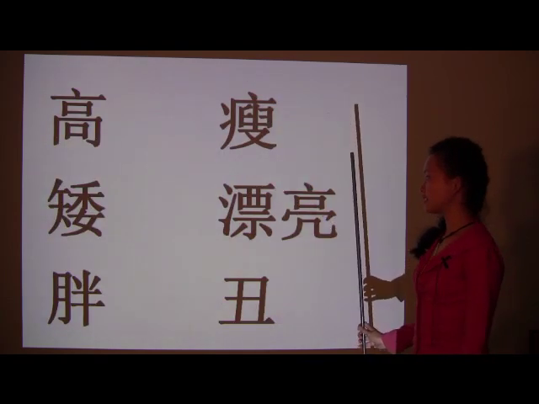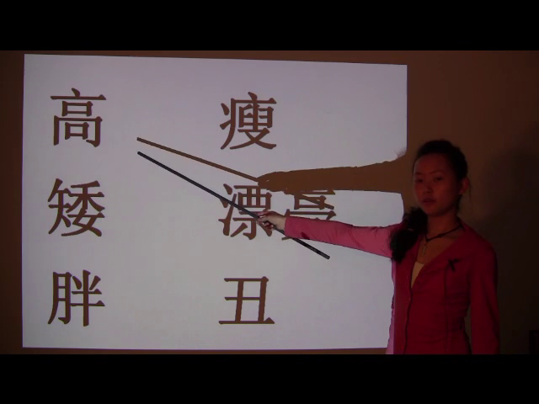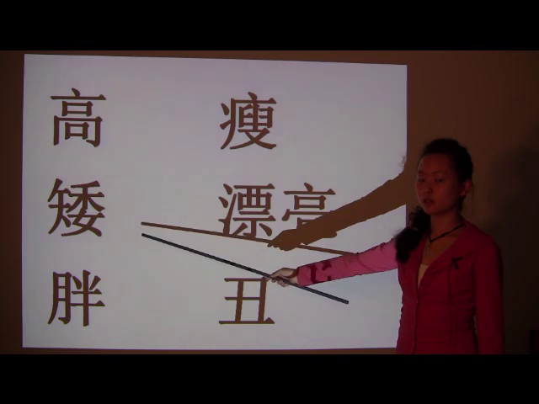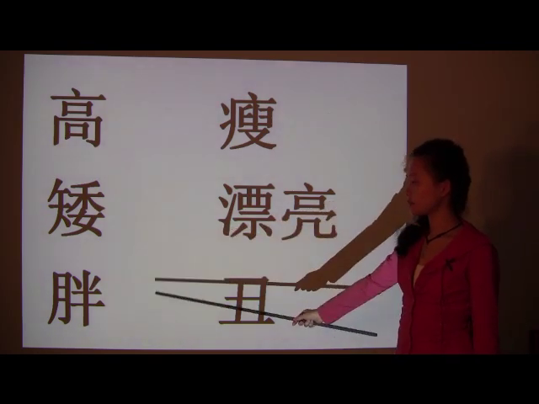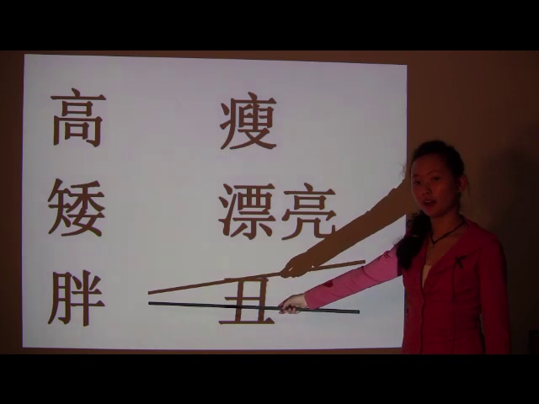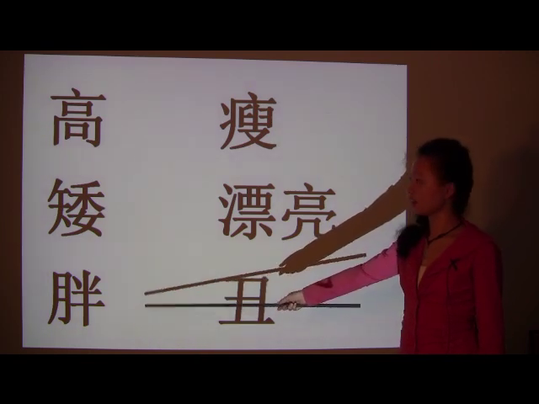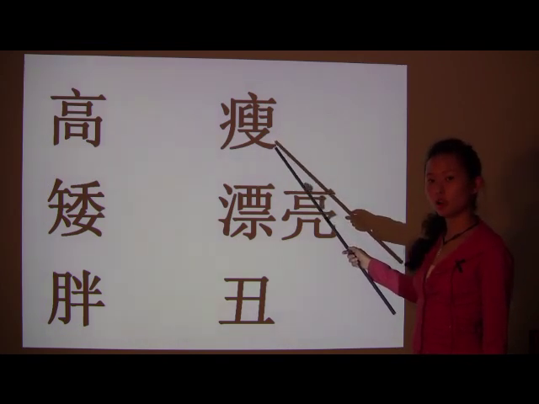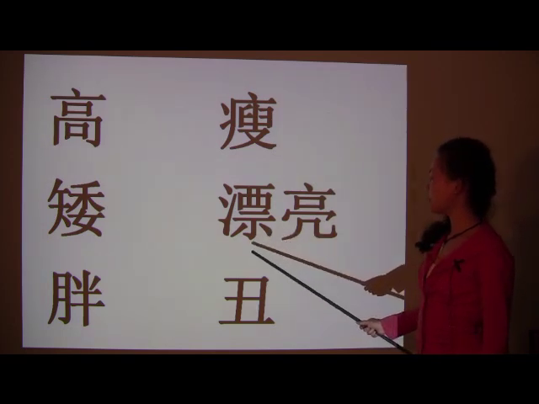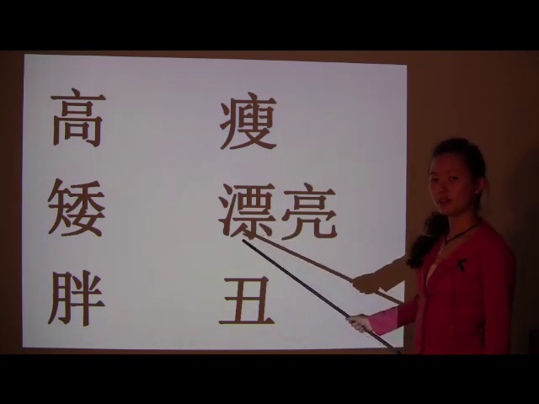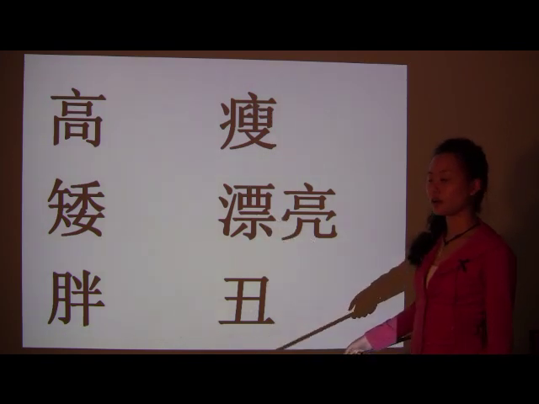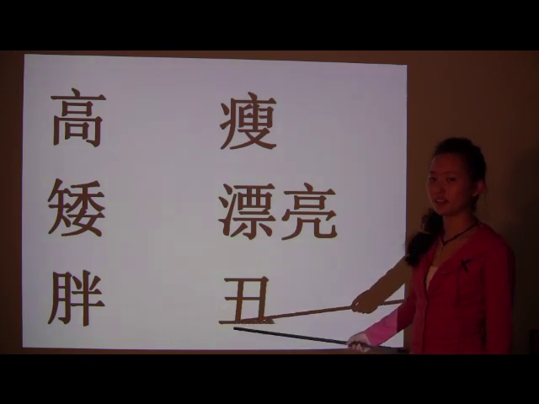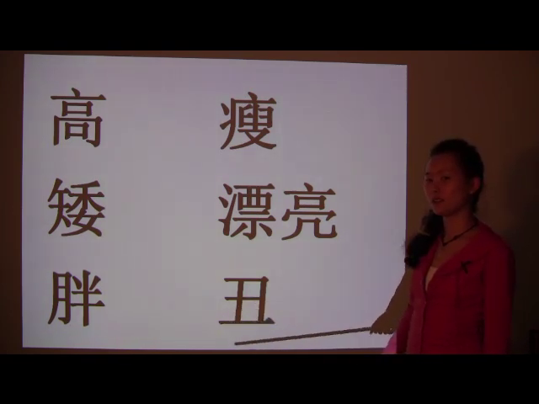And here are the adjectives that we learned. 高 for tall. 矮, short. Fat, 胖. Skinny or thin, 瘦. Pretty, 漂亮. And of course, there's the opposite, ugly, 丑. Hopefully there's nobody, 丑, and hopefully you don't say that to somebody.